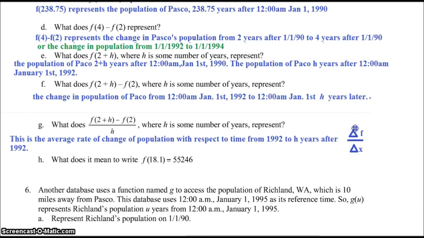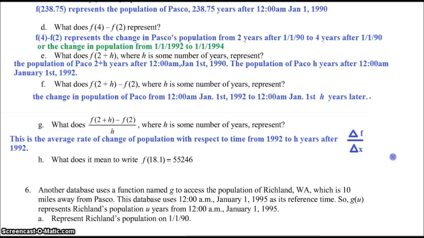So f of 2 plus h minus f of 2 over h. I said that's the average rate of change of population with respect to time from 1992 to h years after 1992. It's simply a change in the function values, or a change in population over a change in the input values, a change in time, delta f over delta x. And remember, the average rate of change is the constant rate of change we would need to have the same increase in population, or same change in population, over that time interval h.